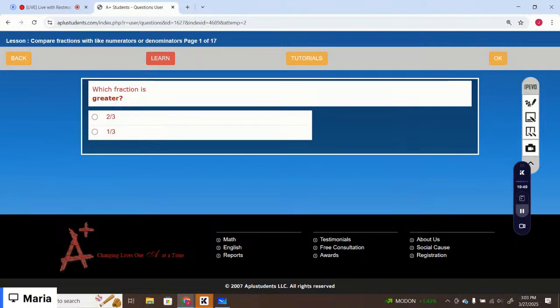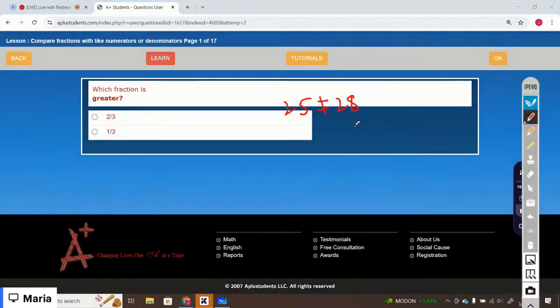When the fractions have like denominators, it is very easy to compare them because they have the same denominator. You just have to look at the numerator, right? 1 by 3, 2 by 3. Since they have the like denominator, just look at their numerators. Here you have 1, here you have 2. So 2 by 3 is greater than 1 over 3. Option number 1 is the correct option.